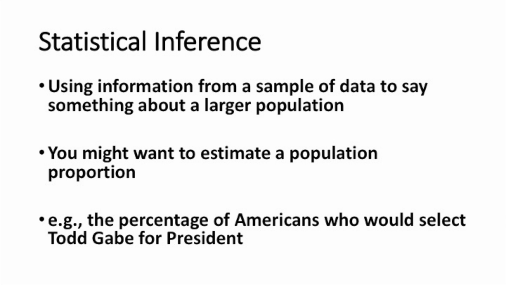The practice of statistical inference involves using information from a sample to say something about a population. A common application of statistical inference is estimating a population proportion. An example of this might be estimating the percentage of all Americans who would select Todd Gabe for president. Unfortunately, it would take forever to ask every single American whether or not they'd vote for Todd Gabe for president. So instead, we collect information from a sample and we do inference to try to estimate the percentage of all Americans that might vote for me for president.